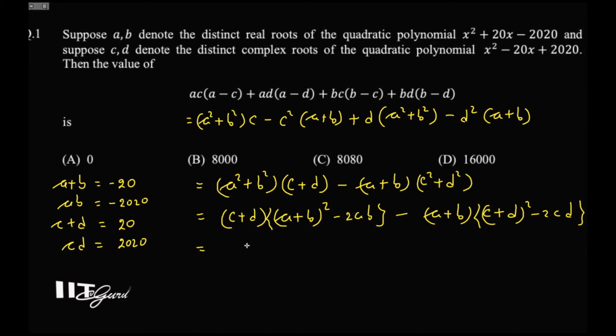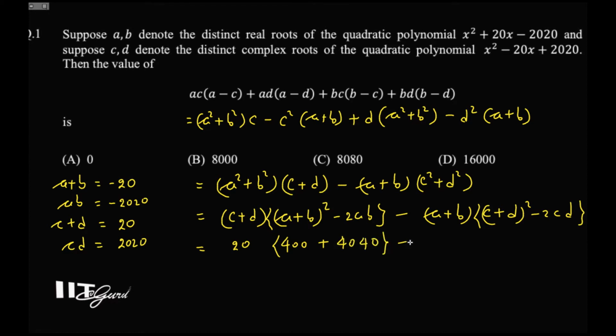Now substitute these values. As you know, C plus D is 20. And here A plus B is minus 20, whole square, that is 400. And then plus 2AB, because AB is negative, so negative, negative, positive. So 2 times 20, that is 40, 40.